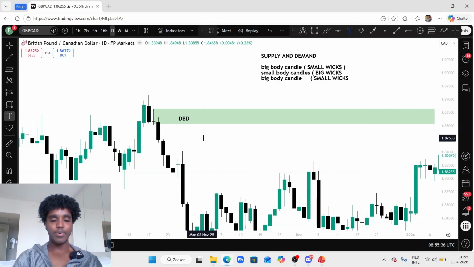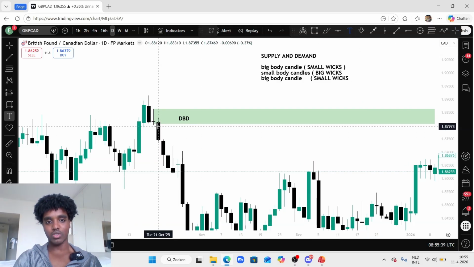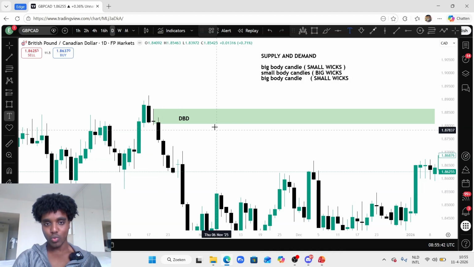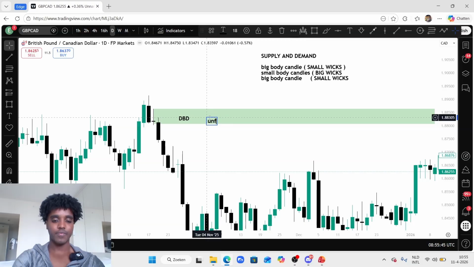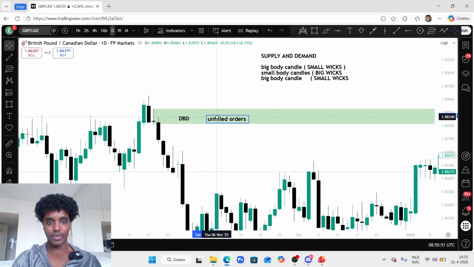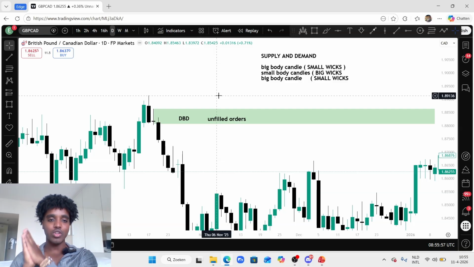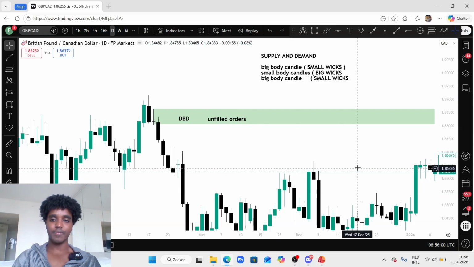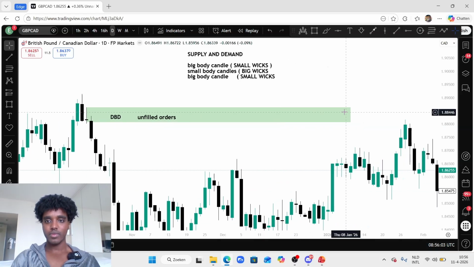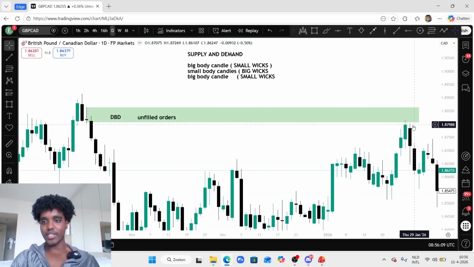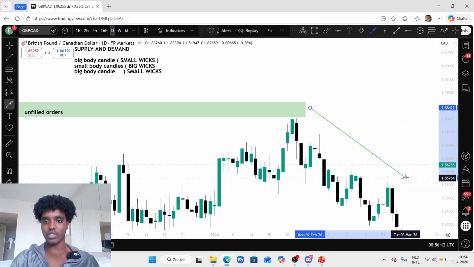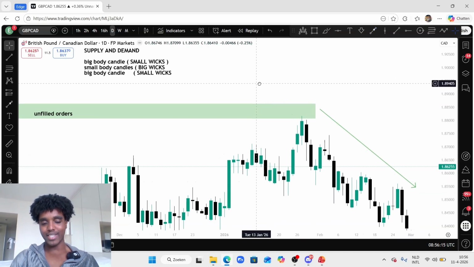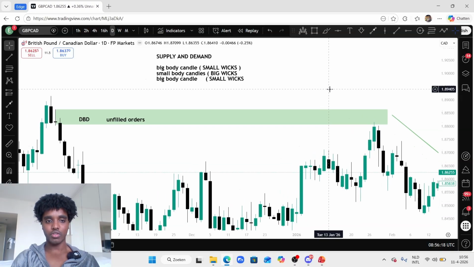And what happens here is the sellers, the banks or institutions, sold here, but they can't sell everything at once, so they will leave some unfilled orders right here. And the next time that price comes back in this specific level, the banks will fill their unfilled orders, causing price to react from that level, right? And as you can see right here, it came in that level and it went down beautifully just like this, right? So that's the power of finding these unfilled institutional orders, right?